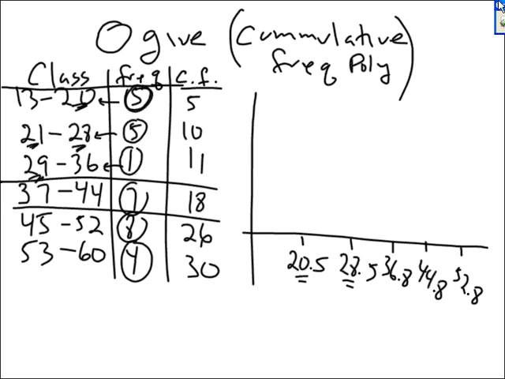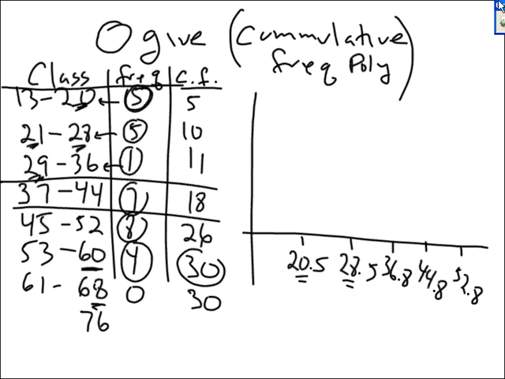Now, with the polygon, what about above 60? We know that at 60 or below, the cumulative frequency is 30. Thirty people on this test got 60 or below. If we entertain the next group, its frequency was 0. Nobody got between 61 and 68. So what's the cumulative frequency? It's still 30. Thirty people got 68 or below.